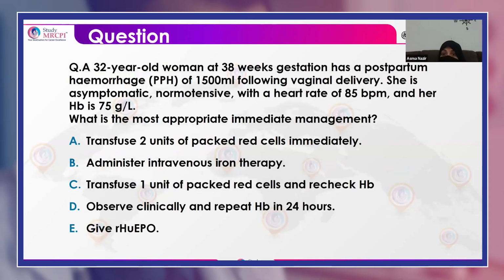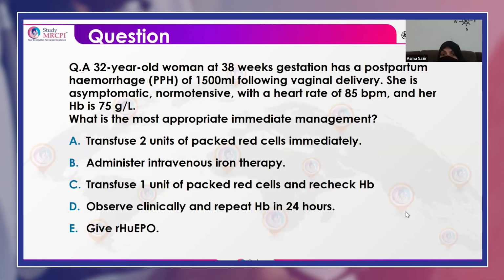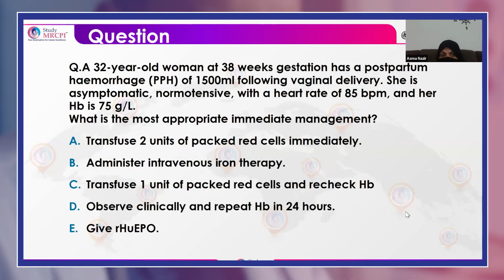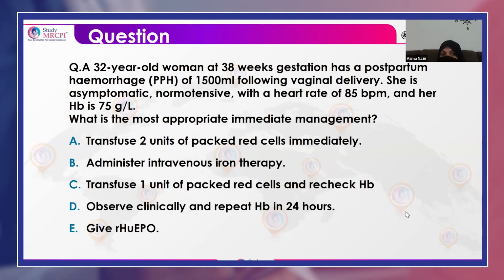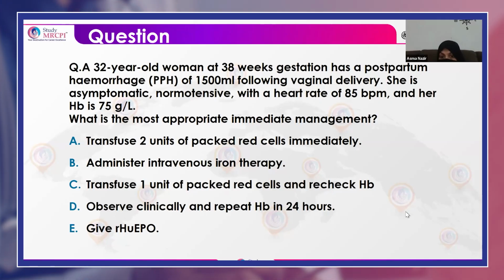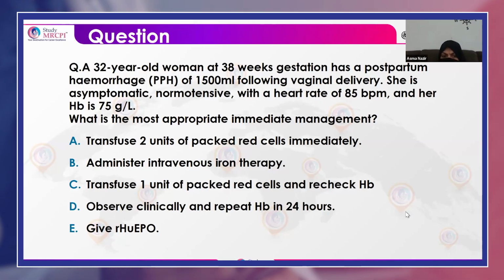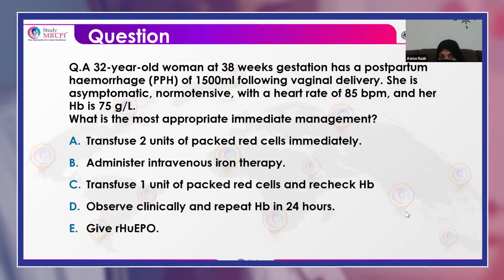The next question is, a 32-year-old woman at 38 weeks of gestation has a postpartum hemorrhage of 1500 ml following vaginal delivery. She is asymptomatic, normotensive with a heart rate of 85 beats per minute, and her hemoglobin is 75 gram per liter. What is the most appropriate immediate management? Option A, transfuse 2 units of packed cells immediately. Option B, administer IV iron therapy. Option C, transfuse 1 unit of packed red cells and recheck the hemoglobin. Option D, observe clinically and repeat hemoglobin in 24 hours. Or option E, give human recombinant erythropoietin.